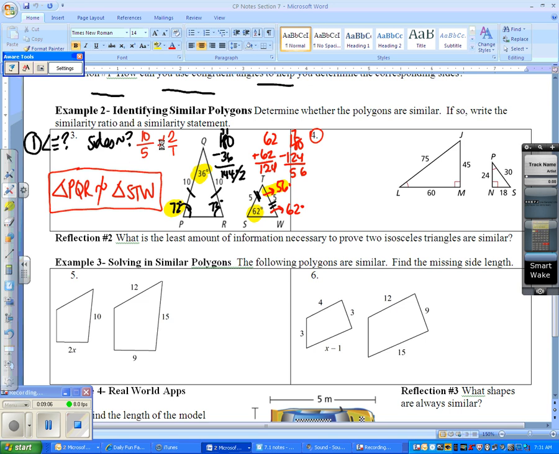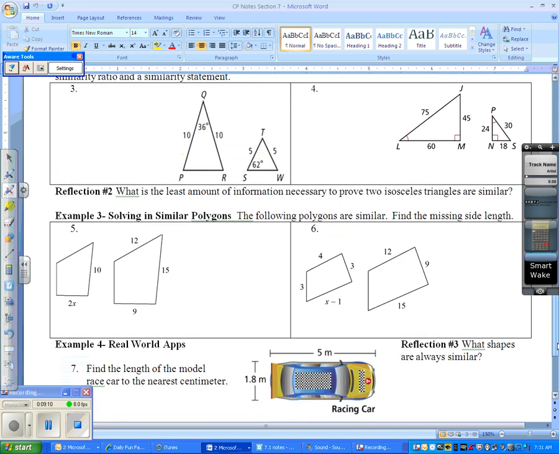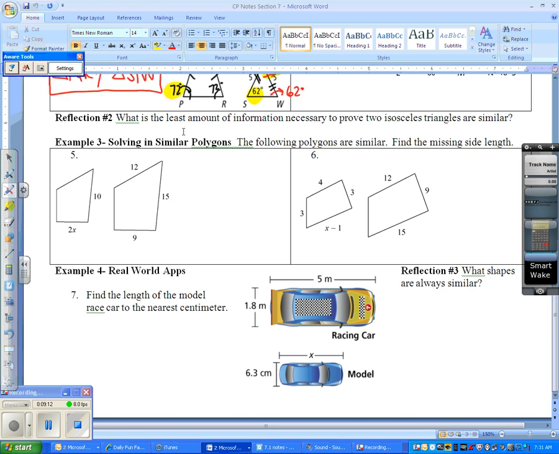But we don't really need that since they were not similar. Okay, last thing we're going to do is example 3, we're finally going to solve. So again, in example number 3, I'm going to tell you now that these polygons are similar, so you do not have to figure that out. What you do need to find is the missing side length.